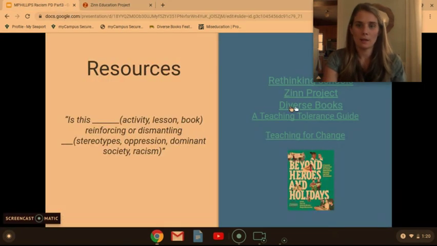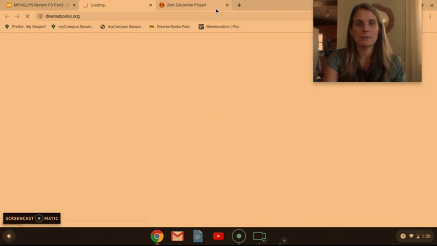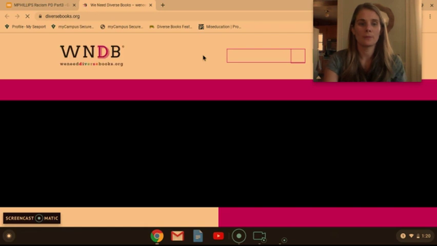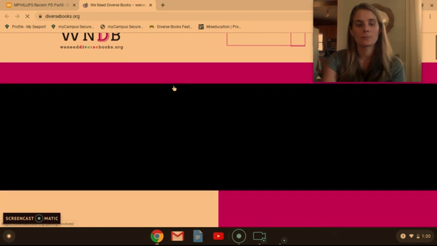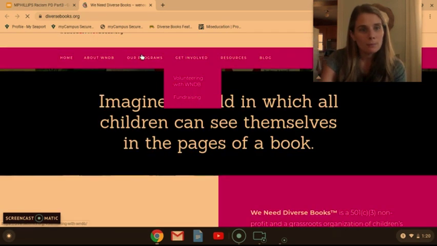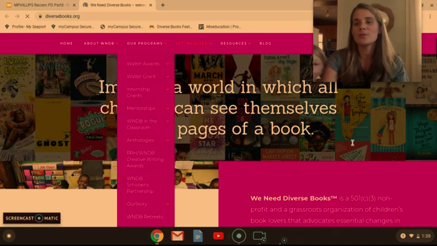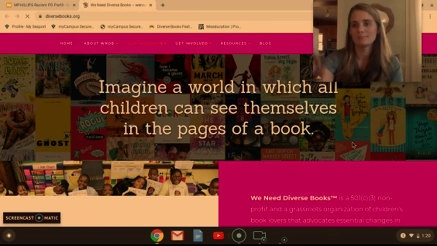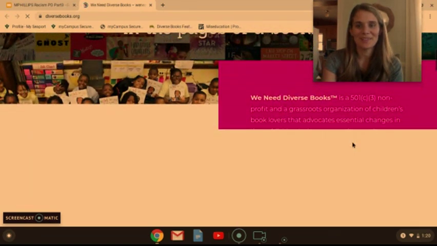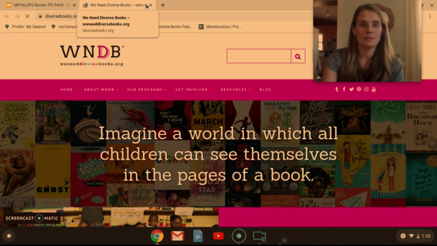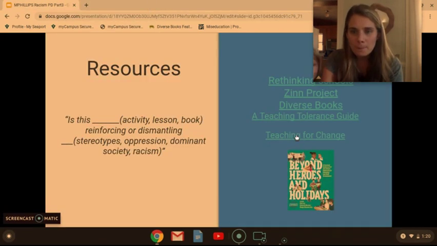And then our last, we have a few more. We Need Diverse Books. This is one of the easiest ways to get started, just switching out your literature. This is kind of where my awareness first started. So we need diversebooks.org. And I think this one is an app, which is really cool. So when you're doing your read aloud, don't do the read aloud that you've done for 30 years. Switch it up a bit. Yeah, this is wonderful. And I apologize, my internet is slow.